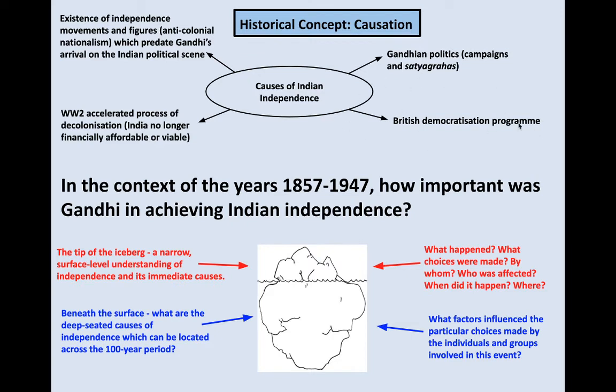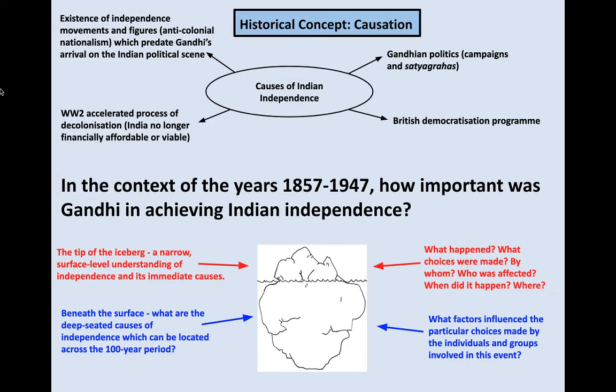You've also got a consistent British democratization program across the period with the 1861 and 1892 Indian Councils Act. You've got the 1909 Morley-Minto reforms, the 1919 Montagu-Chelmsford reforms, and the 1935 Government of India Act. Okay, so it's really important to explore how those eventually built up momentum towards independence. Alternatively, you can think about whether the democratization program introduced by the British was really for the independence and autonomy and self-determination of the Indians, or whether they were merely to placate the nationalists and to bolster their own rule.